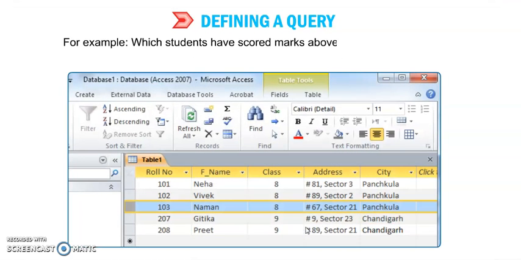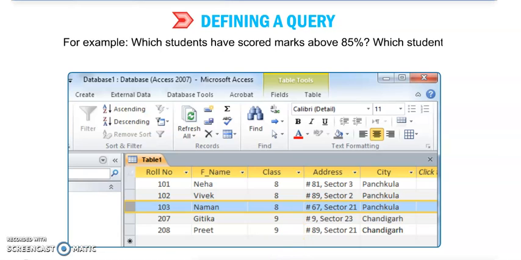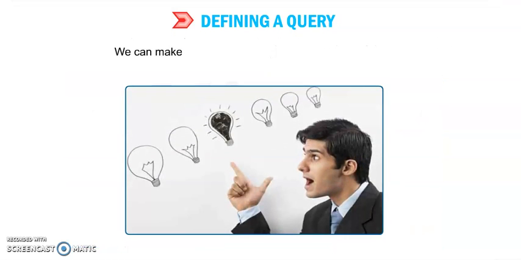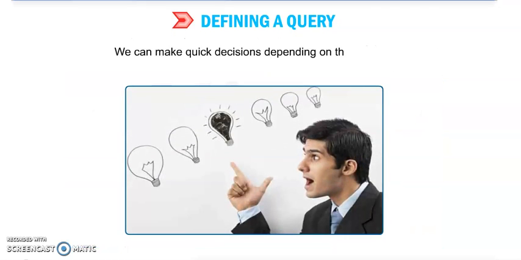For example, which students have scored marks above 85%? Which students live in sector 21 of Chandigarh, and so on. We can select a special field and make a quick decision depending on that criteria.